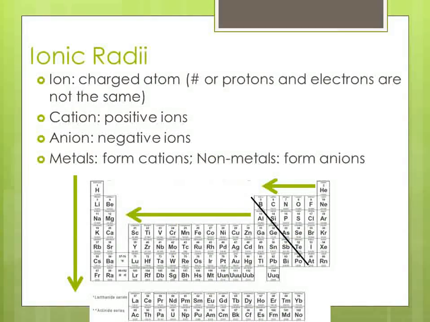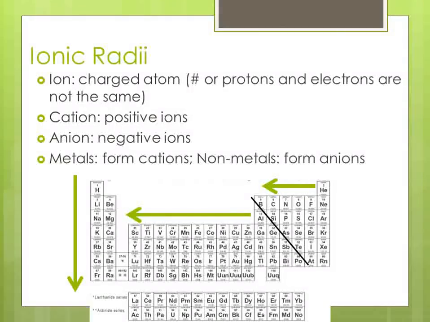Let's talk about the last one, the ionic radii. Now I don't want you to worry too much about remembering the trend of this one, but what I want you to know is that an ion is a charged atom. Basically it means that the number of protons and electrons are not the same, and there are two types. Cations are positive, anions are negative. Now metals, which are on the left side of the periodic table, tend to form cations, positive ions.